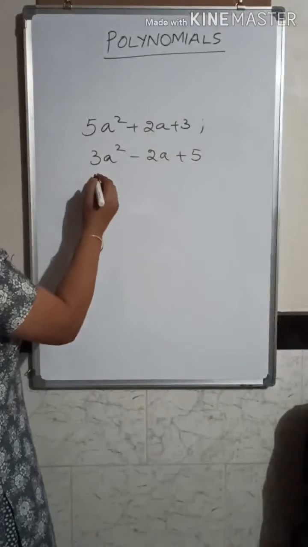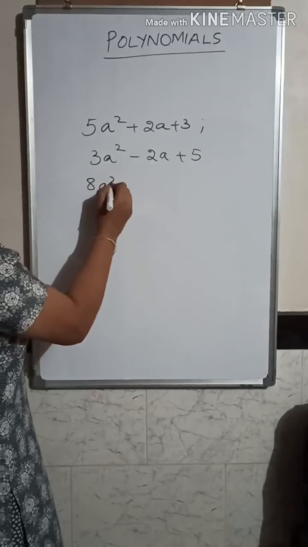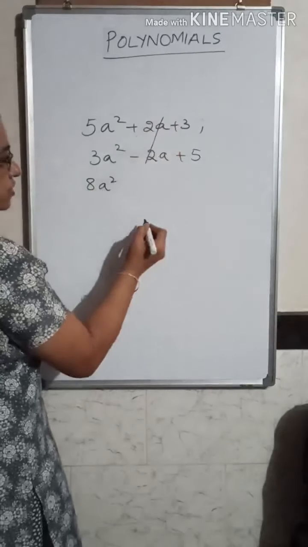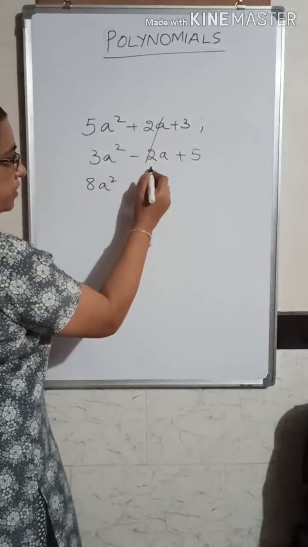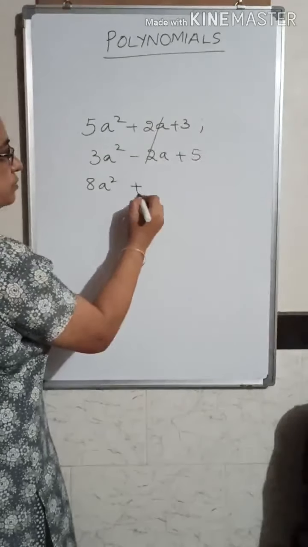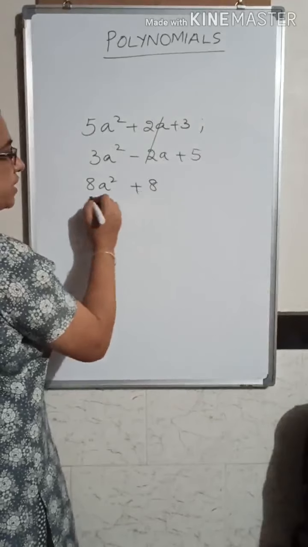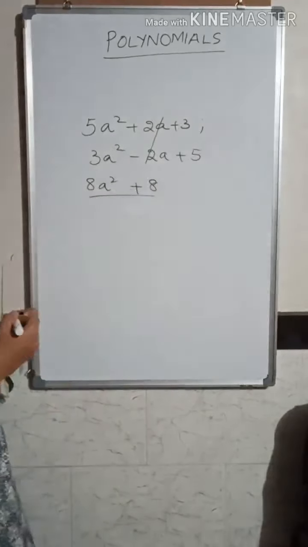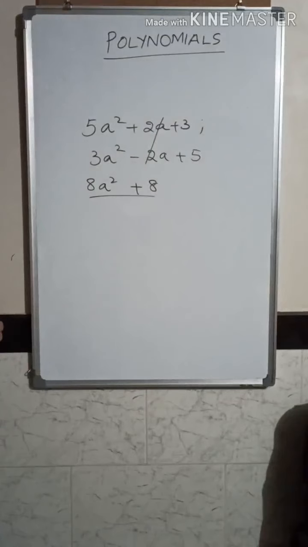So here when you add this, you get 8a square plus, 2 and minus 2 will get cancelled. So this one will become 0. You don't have to write it as 0. Then simplify the last term, 3 plus 5, which is equal to 8. So just as you have done for algebraic expressions, you have to do the simplification of the polynomials also.